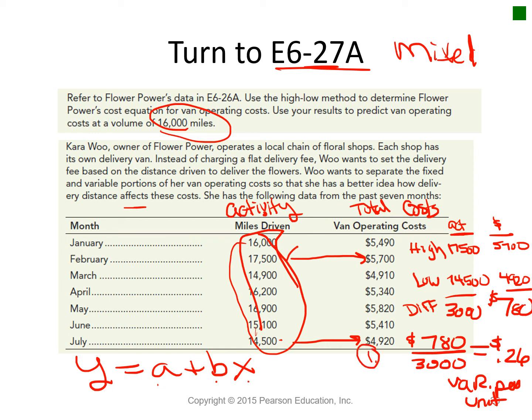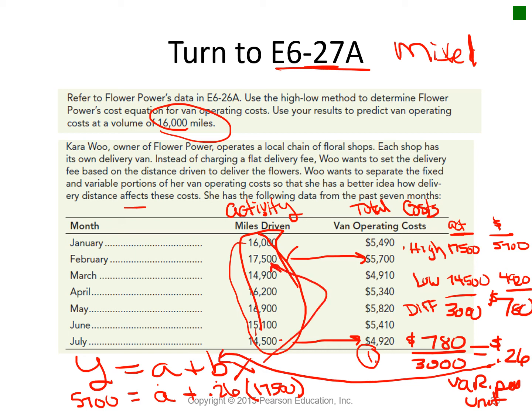I've got that. So then I go back to this equation and substitute. I always tell my students to pick the high point. The high point is 17,500, which is $5,700. So I'd have $5,700 substituted in for Y. A is your total fixed cost, which is what you're trying to solve for, plus your variable cost per unit, which is 26 cents, plugged in for B, multiplied by your volume, X, which is 17,500. I'm going to multiply that out, and then at the very end, you just combine like units. You're going to solve for your fixed cost. You can do that.